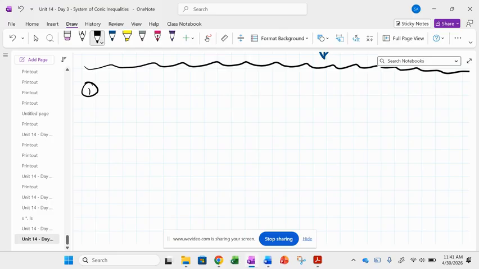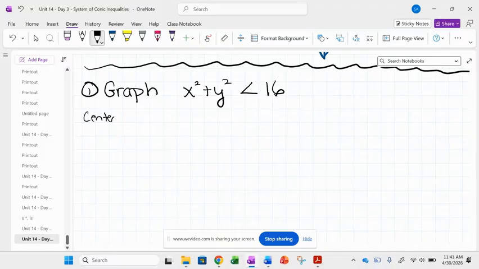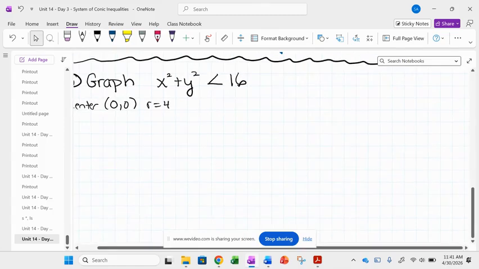Yeah, conic inequalities. So now we're going to graph baby steps. I work us up to that. x squared plus y squared is less than 16. First thing we're going to ask ourselves, what is this? It's a circle. Is it in the standard form that we want? Yes. So what is my center here? And what is my radius? Perfect. So now I can go and start my sketch.